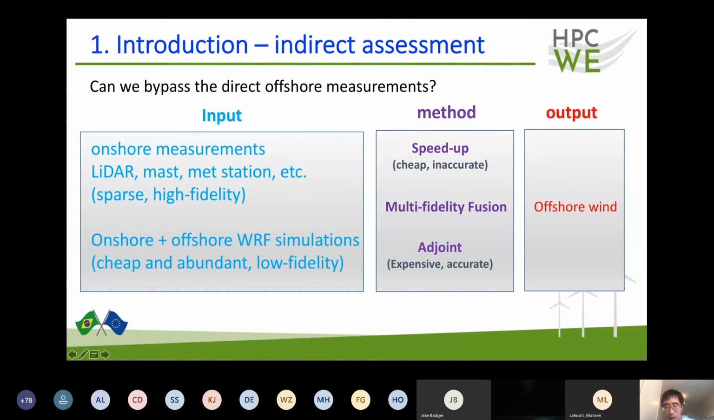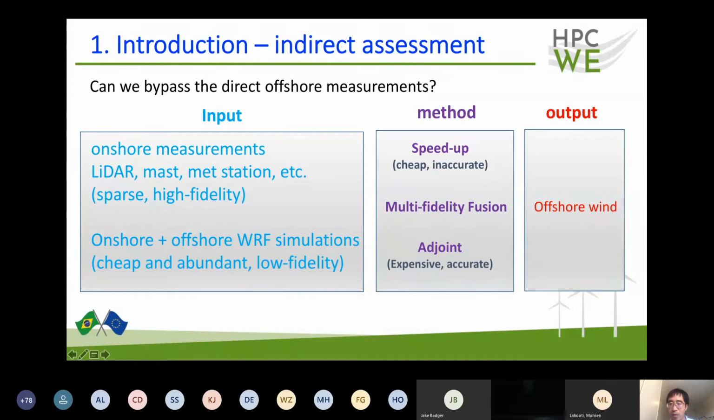While one of the most accurate approaches would be the adjoint method. In this method, we can tune the parameters in the numerical solvers, such as WRF or CFD solvers, so that its outcome agrees with the measurement at the given time and space locations. Apparently, this method requires changing the code, and it is very expensive to compute.